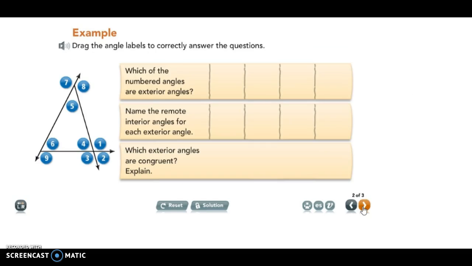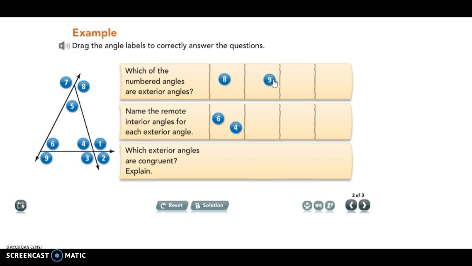We're first going to look at which ones are exterior angles. Right here at the top, angle 8 is an exterior angle because it is formed from the triangle right here, and it's extended on out. You notice that it is on the side that is adjacent to the number 5. So the two remote interior angles are angle 6 and angle 4 because they're on the inside of the triangle, but they're the furthest away from 5, which is the adjacent angle.